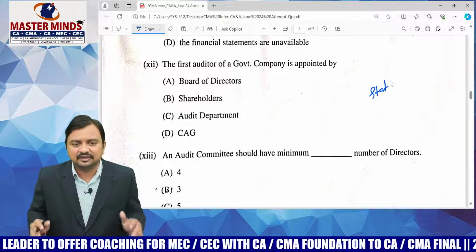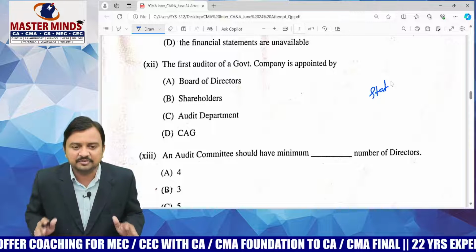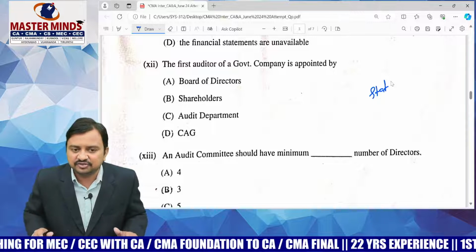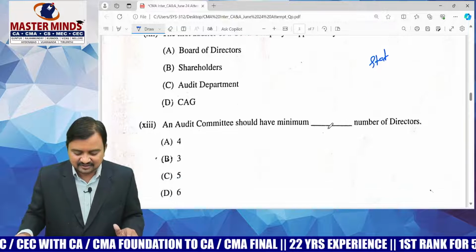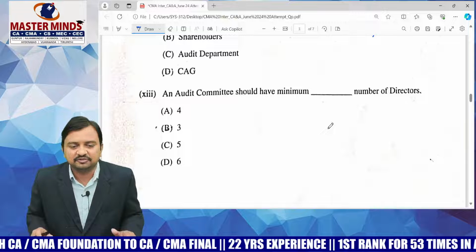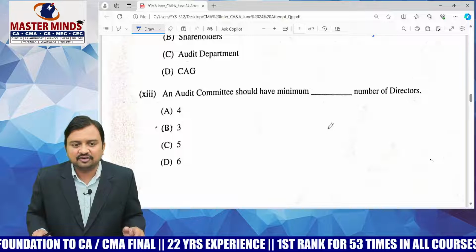In our one day before strategy also I told that statutory audit forms a major part of our examination question paper, sir, and they have asked the question paper on the same weightage basis. Obviously this is also an easy MCQ. Then, an audit committee should have minimum dash number of directors. This is again an MCQ from statutory audit only, sir.